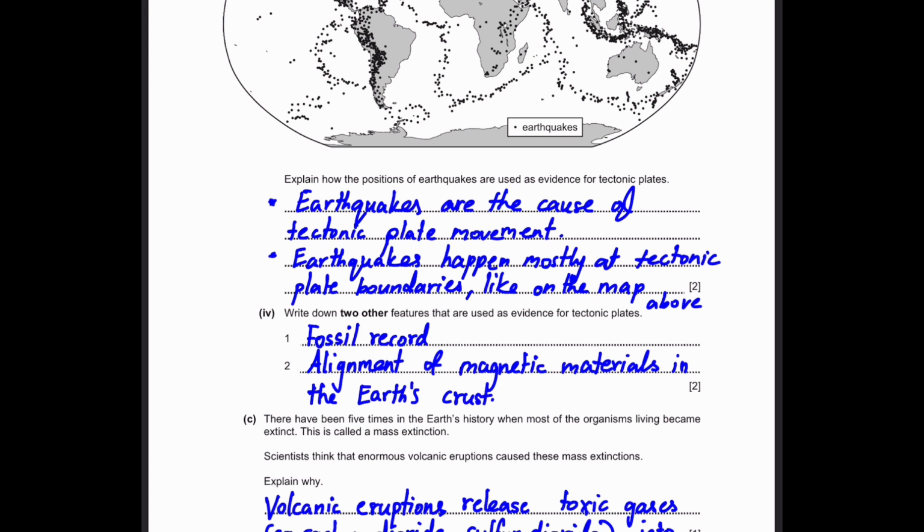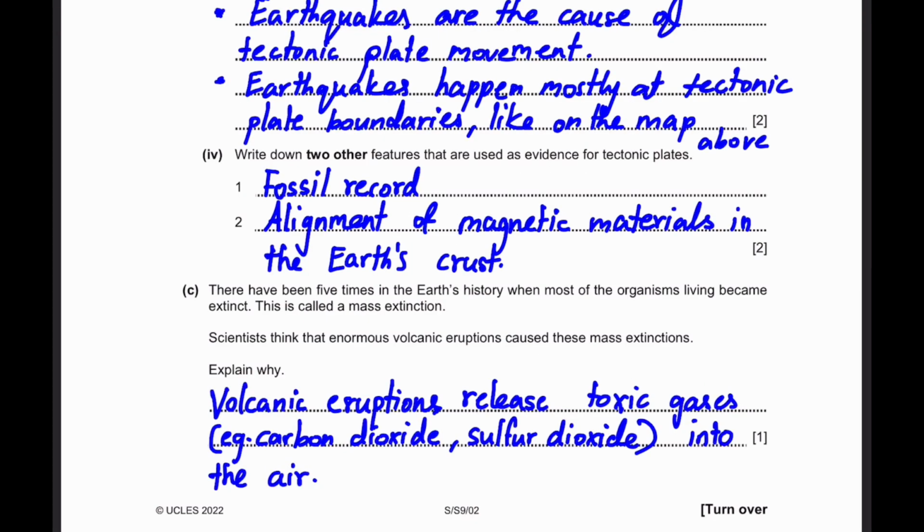This is quite large of a time, but still it takes that time. And because of that, we can say the alignment is also useful for that. See, there have been 5 times in Earth's history when most of the organisms living became extinct. This is called mass extinction.